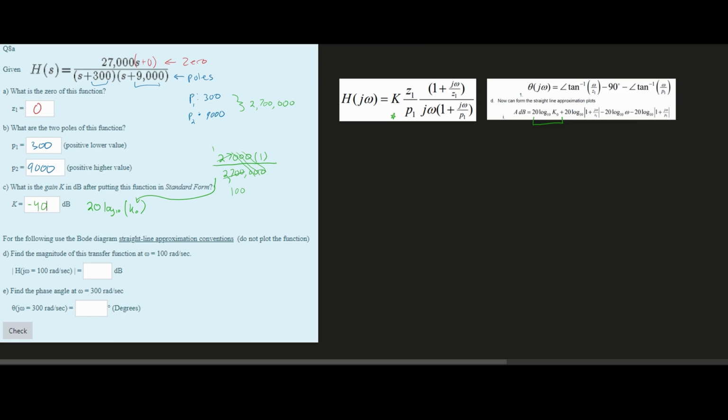We're now going to find our d and e. Unlike the previous problems, we are not to graph them. We are not plotting here. We need to find the magnitude of this transfer function at omega equal to 100 radians per second.